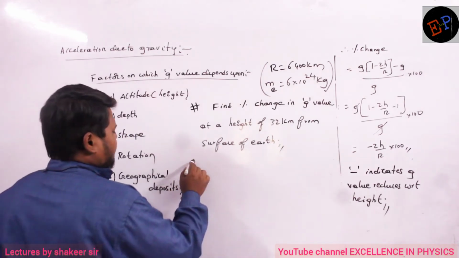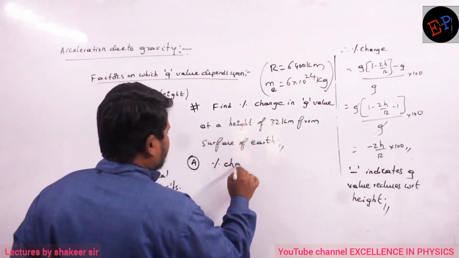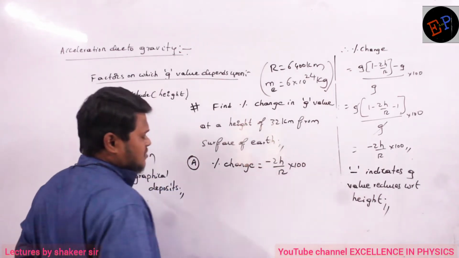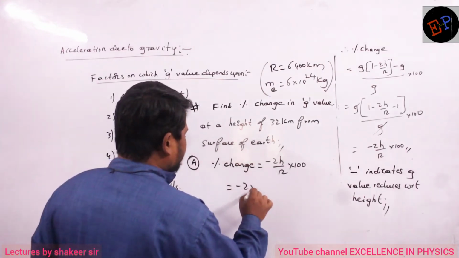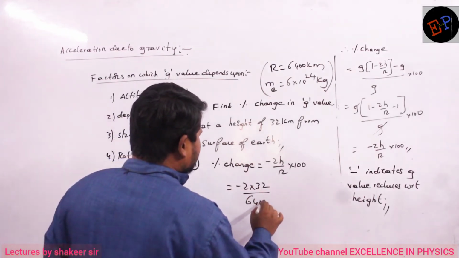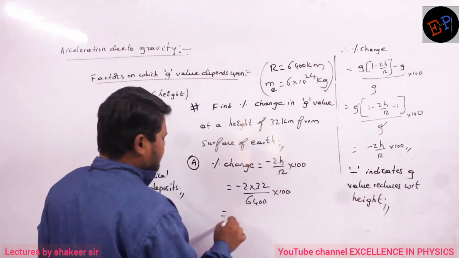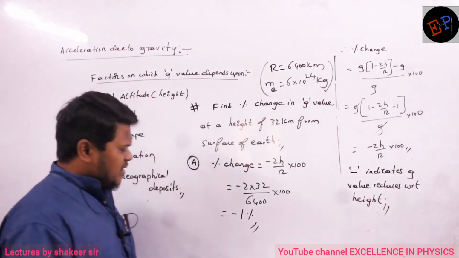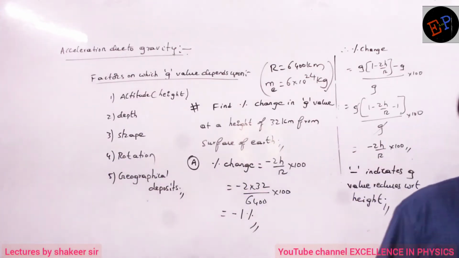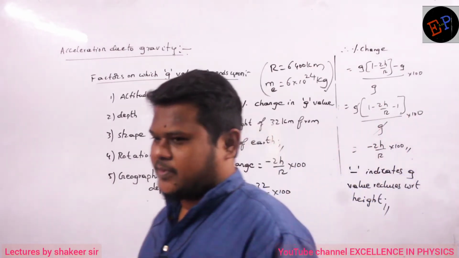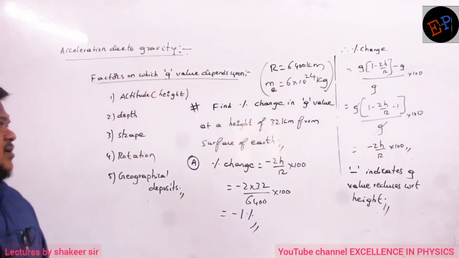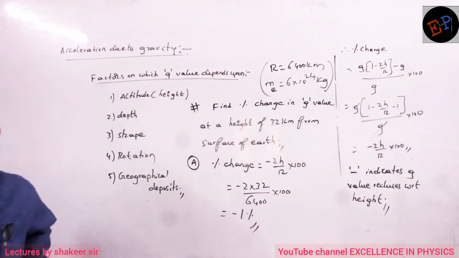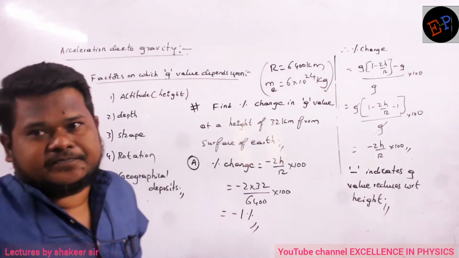Now see, so how do we calculate percentage change? Minus 2h by r multiplied by 100. This is the equation, no? So substitute. Minus 2 into height, which is 32, divided by 6400, multiplied by 100. So therefore it is minus 1%. That is my answer. And minus 1 indicates what? G value reduces by 1%. Okay? That's all. Understood, no? So that is about altitude, the changing of g value with respect to height.